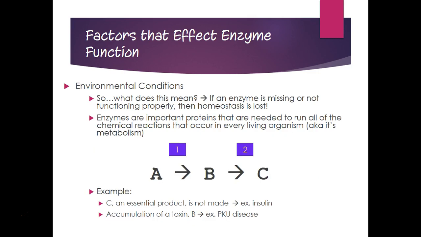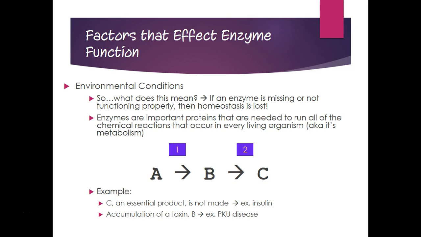So what does all this mean? Well, if you've got a situation where you're missing an enzyme or an enzyme isn't functioning properly because that homeostasis is lost, it really becomes a big problem, because when we look at chemical reactions that are going on in your body, it's very rare for it to be one product that gets made from one set of reactants and the whole thing's done. Instead, most of your metabolism is these big series of chemical reaction pathways, and in fact most of them are way longer than this. But this is just an example.